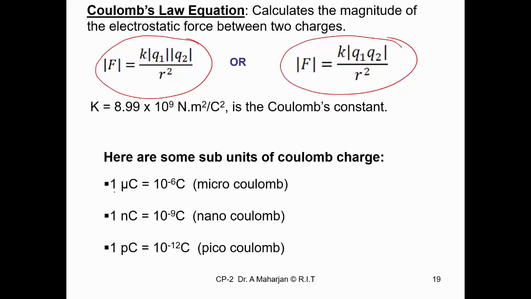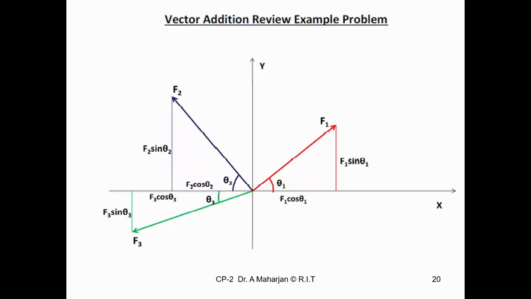And here are some practical units. 1 microcoulomb means 1 millionth of a coulomb, 10 to the power -6 coulombs. 1 nanocoulomb means 10 to the power -9 coulombs, a billionth of a coulomb. A picocoulomb is even smaller, 10 to the power -12 coulombs. These are the practical units of charge, because 1 coulomb is a big charge. So practically you will be dealing with microcoulombs or nanocoulombs.